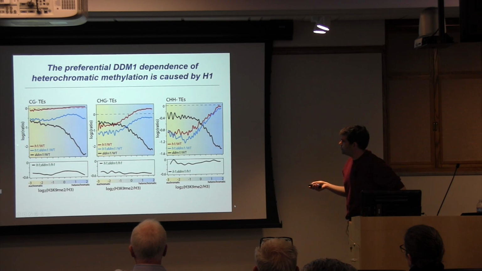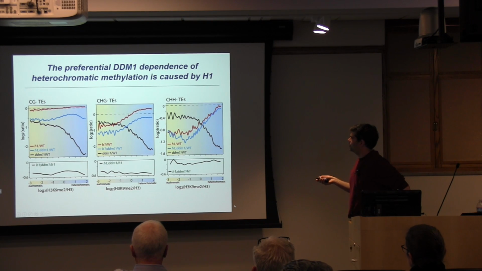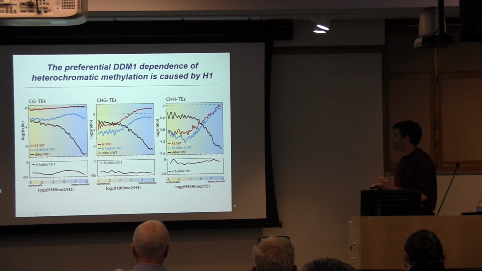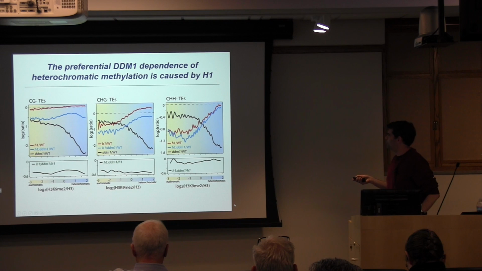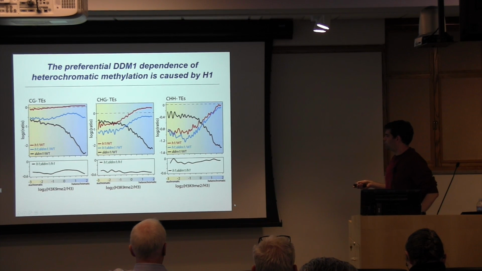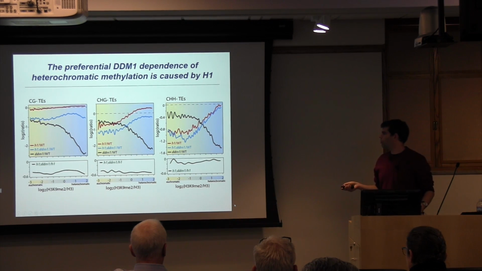When we look at H1 DDM1, what we find is something that looks very much like H1. Right? There's a relatively flat relationship for CG. There's the same kind of shape here as for H1 for CHG, and almost identical methylation in CHH. And so if we actually take H1 out of the equation, if we just superimpose these patterns, so we sort of treat H1 as the background and compare H1 to H1 DDM1, then we get relatively flat lines for both of them, for all the contexts.